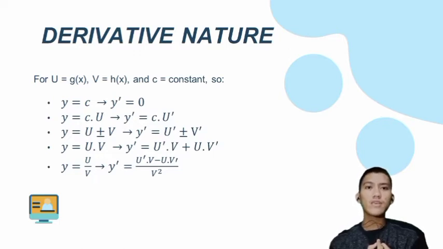If y = u times v, then y' = u' times v plus u times v'. And the last, if y = u over v, then y' = (u' times v minus u times v') over v squared.